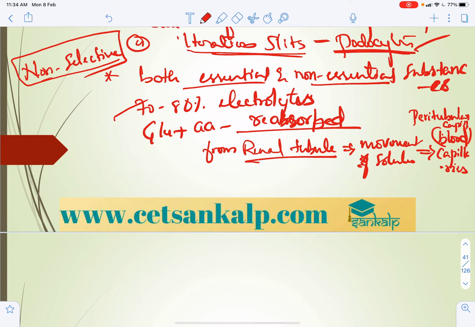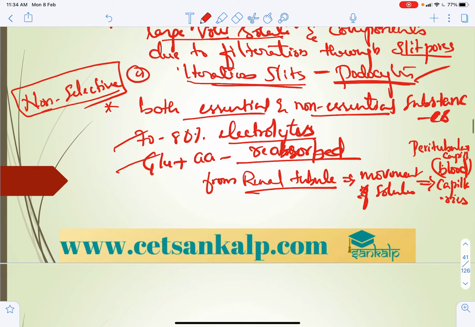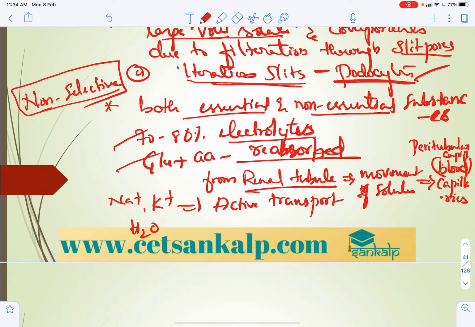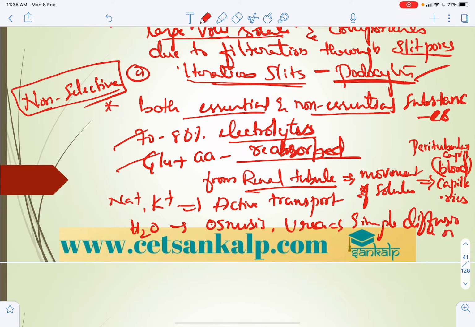Here, 70 to 80% of the electrolytes get reabsorbed, and all those things you have to keep in mind. Sodium and potassium will be absorbed by means of active transport. Here two types of transportation happen, active and passive. Water is one kind of passive transport, osmosis, and a little amount of urea will be reabsorbed by means of simple diffusion.